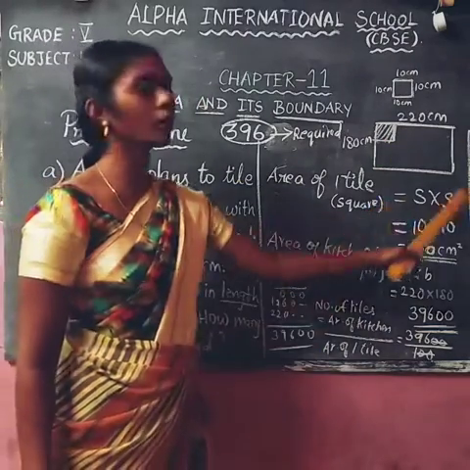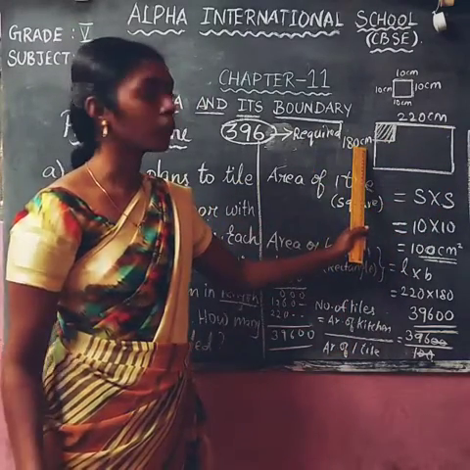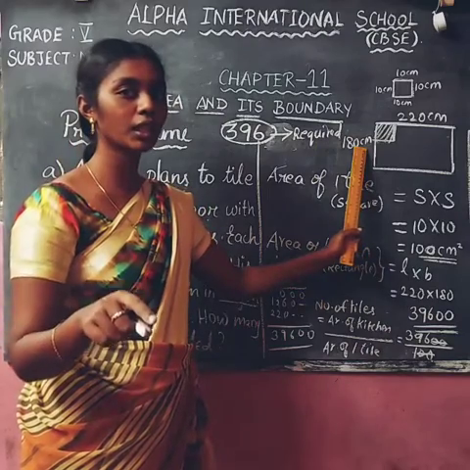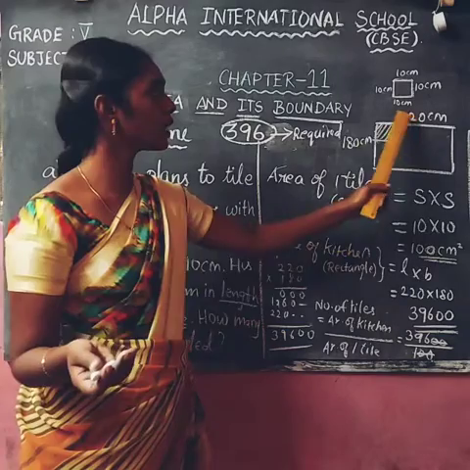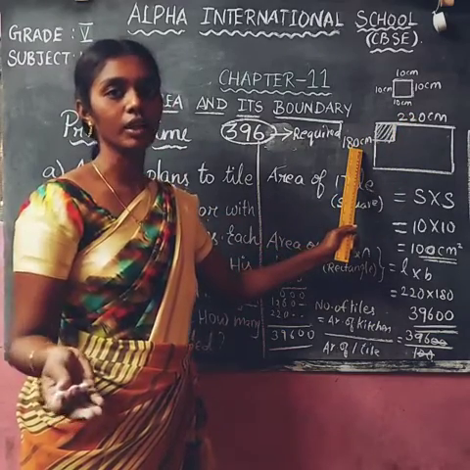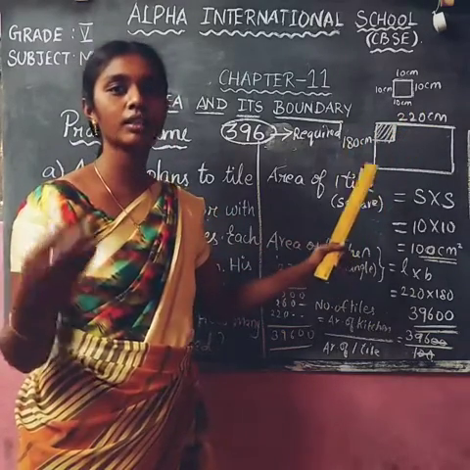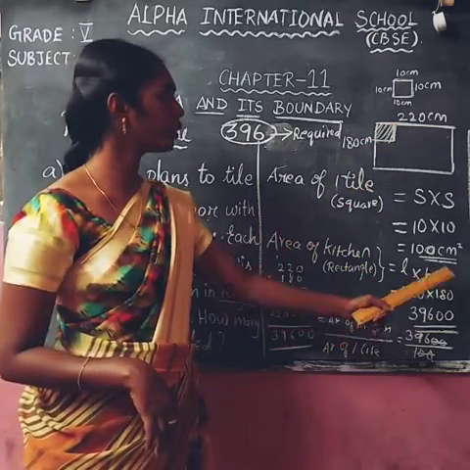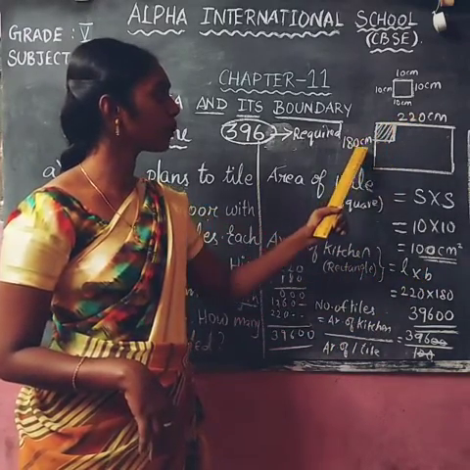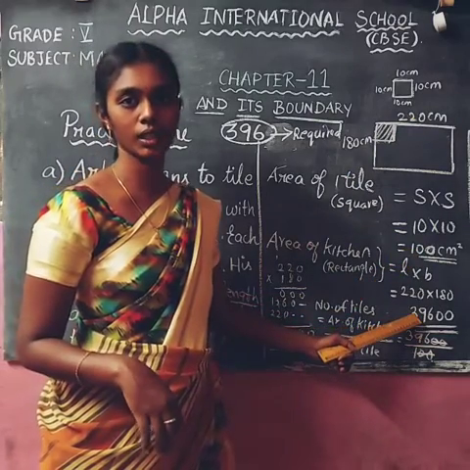Next, I want to find the area of the kitchen. Before finding it, what is the shape of the kitchen here? Rectangle. How am I saying it is a rectangle? Because its length and breadth are given. If length and breadth are different, then it is a rectangle. That's why I am using the rectangle formula, length into breadth. While multiplying these two numbers, I am getting 39,600.